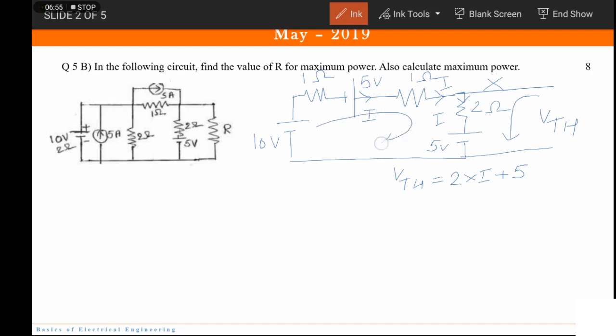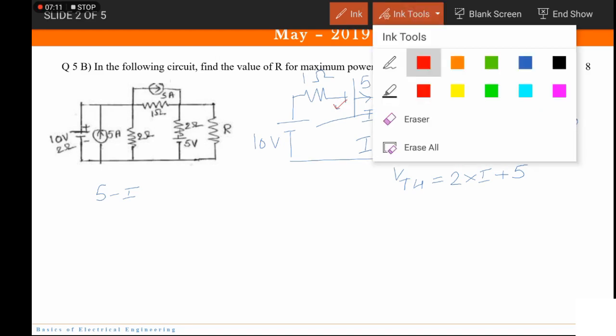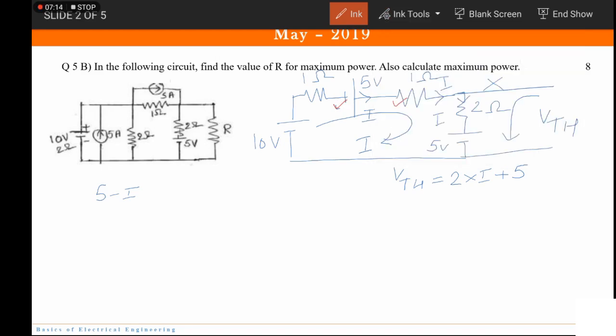So let us apply KVL in this loop. What is going to be the KVL equation? KVL equation will be 5 minus I. Okay, I'm starting with this portion. Okay, it is 5 minus I, because the resistance is 1 ohm, so I'm not writing that. Then it becomes minus 2I minus 5 plus 10 minus I is equal to 0.